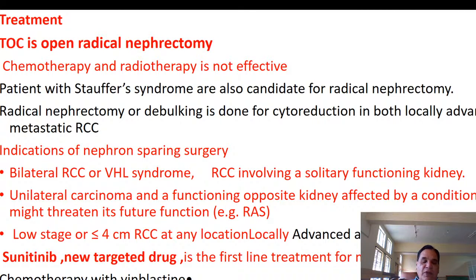Anywhere located. Nowadays, there is a new targeted drug, very costly, sunitinib. It is the first line treatment for metastatic renal cell carcinoma. If you remember, very good. Chemotherapy is sometimes given with vinblastine. And you can remove a thrombus or inferior vena cava extension by doing an embolectomy. And radiotherapy is reserved only for symptomatic bone metastasis.